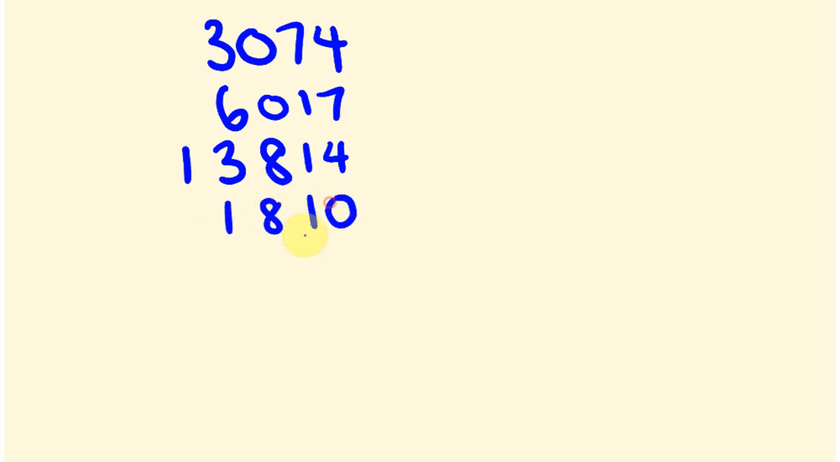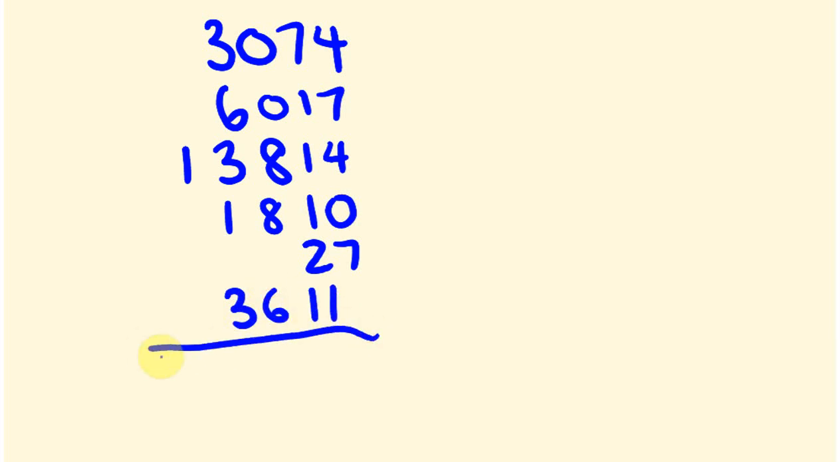So say we add the following numbers: 3,074, we add 6,017, we add 13,814, we add 1,810, we add 27 to this, and then while we're at it we think, let's add 3,611. So we add all this together, and being utter geniuses, instantly we come out with the answer of 28,353. So how can we check to see that indeed our genius is correct and that we are right on the right track? So we use this method called casting out the nines, and this is a really, really simple method. We do it as follows.